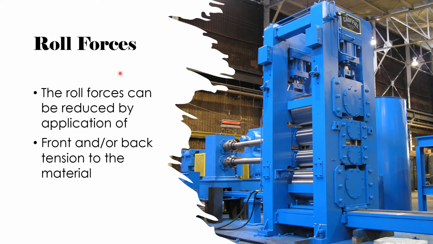Forces in rolling operations. The roll forces can be reduced by application of front or back tension to the material. So tension is very important because you're dealing with forces. You pay attention to front tension, you pay attention to back tension, sometimes together, sometimes separately, to the material. Because you have to play with the forces, you need to be skillful at it, otherwise again you have an issue with your dimensional accuracy.